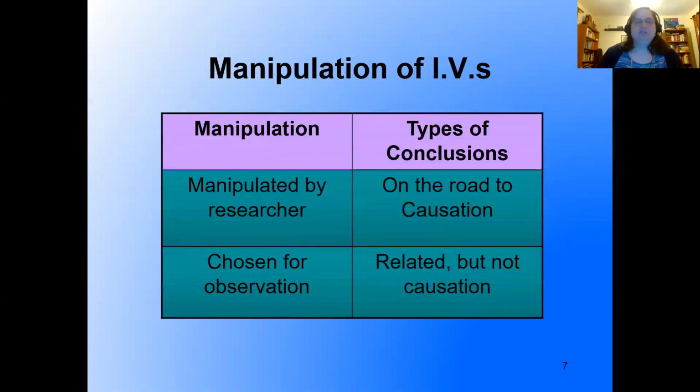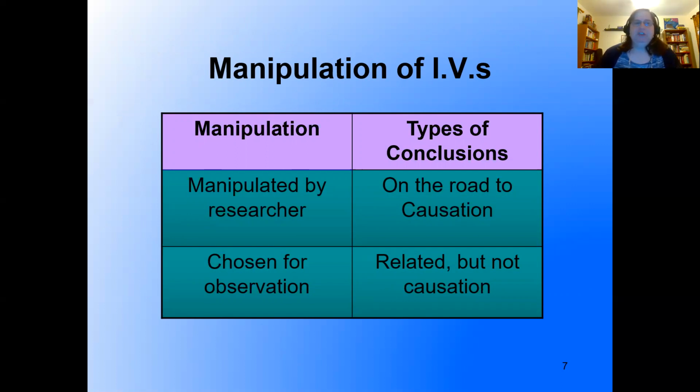So that brings us to this. When you can manipulate your IV, you are on the road to causation. And that's what we did in our second example. We randomly selected who would be in our multivitamin group and who would not. Whereas if we're just choosing it for observation, as we did in our other example, then we can talk about things being related but not causation.